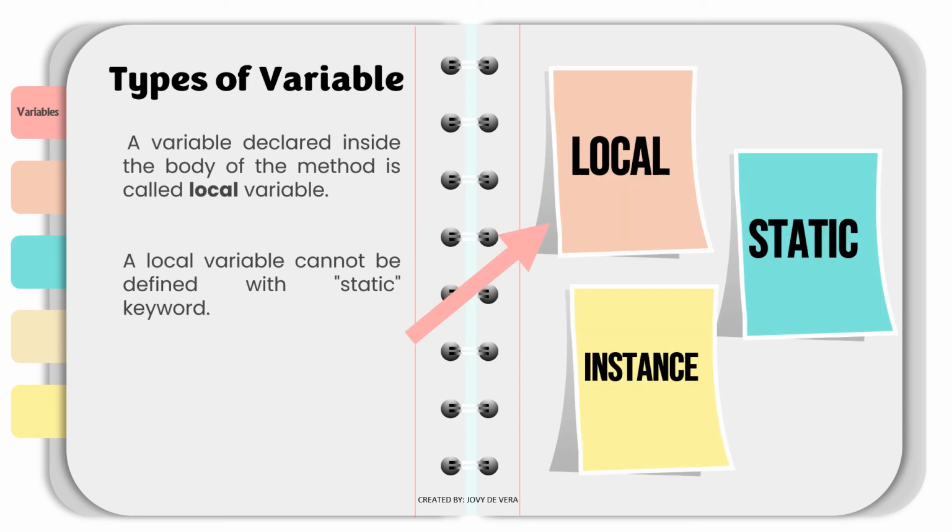Java has three types of variable. The first one is local. Local variables are declared in methods, constructors, or block.